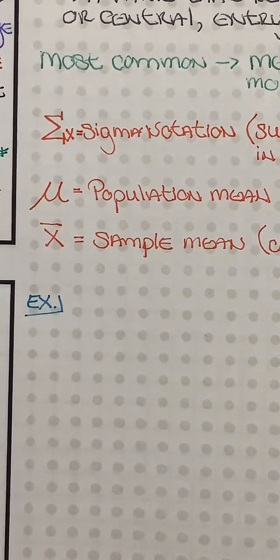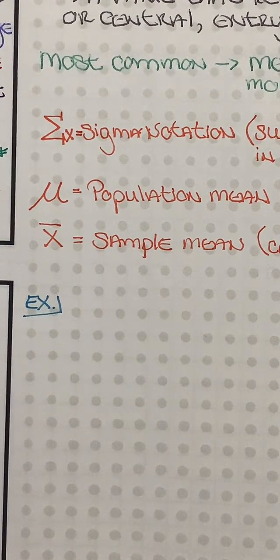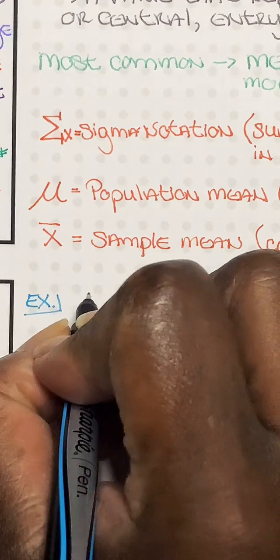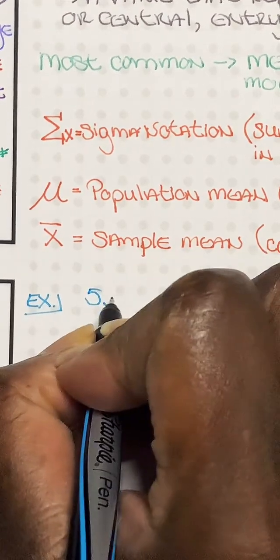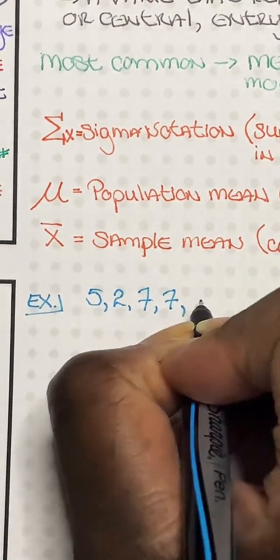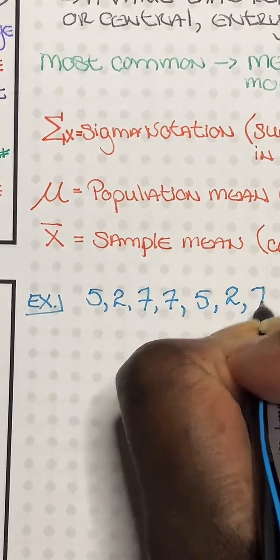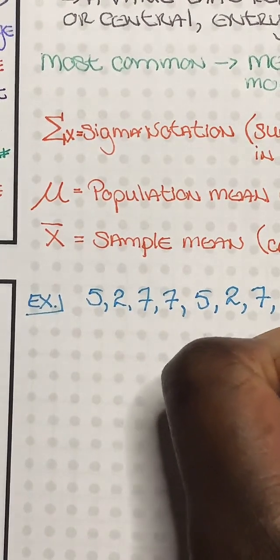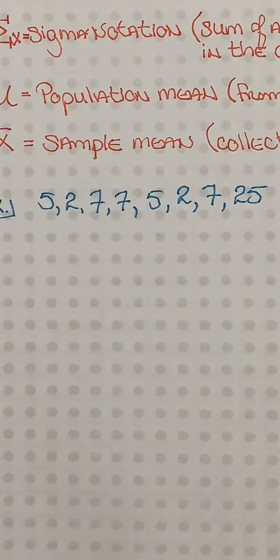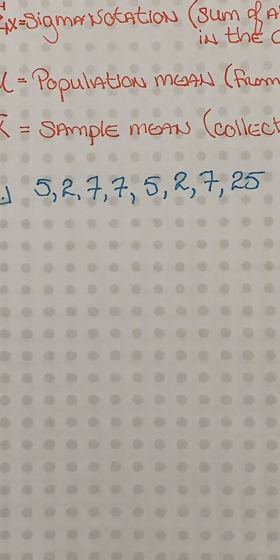Yep, perfect. So say that I want to find the mean of, let's say, these following numbers. So I have 5, 2, 7, 7, 5, 2, 7, 25. All right, so I want to find the mean, the average.